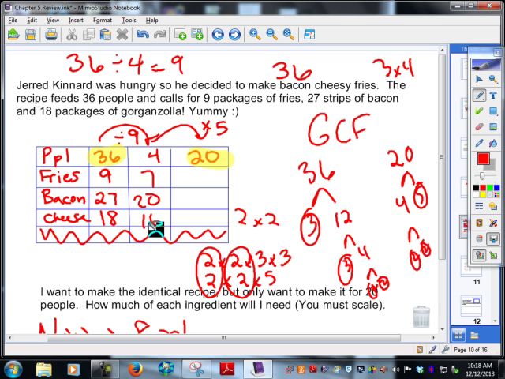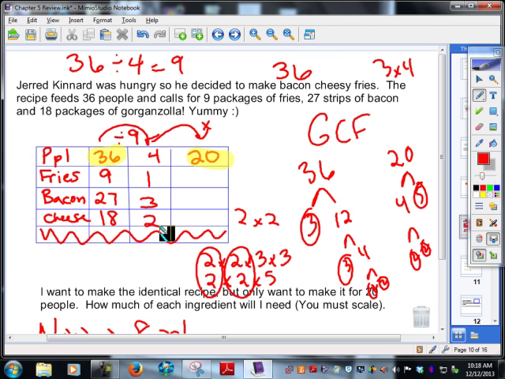So I know that I'm dividing by 9 to go here. So I need to do that to my amount of fries. I'm only making it for 4 people, so now all I need is 1 pack of fries. 27, I'm dividing it by 9. I know that I only need 3 strips of bacon. 18 divided by 9, I know that I only need 2 bags of the Gorgonzola cheese, whatever it is.